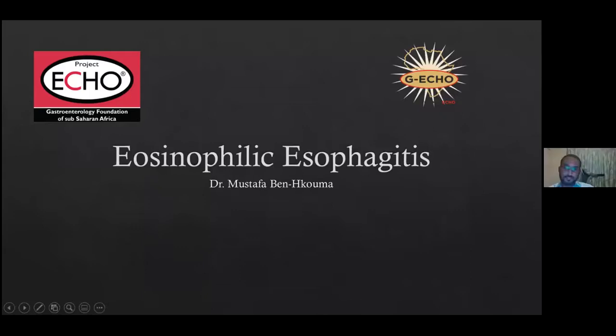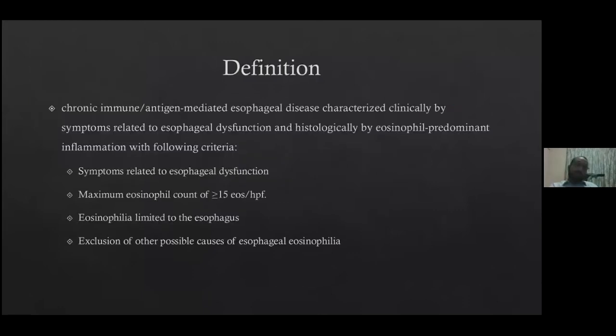Okay. Second topic is eosinophilic esophagitis. Definition: it's a chronic immune antigen-mediated esophageal disease characterized clinically by symptoms related to esophageal dysfunction and histologically by eosinophil-predominant inflammation with the following criteria: symptom related, maximum eosinophil count more than 15 eosinophils per high power field, eosinophilia limited to the esophagus, and excludes other possible causes of esophageal eosinophilia.